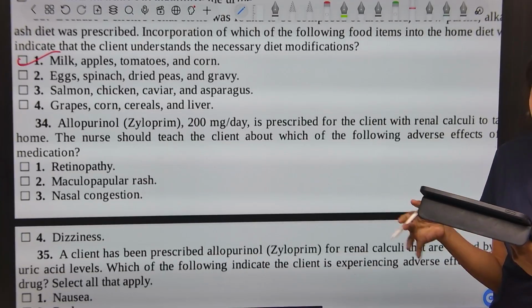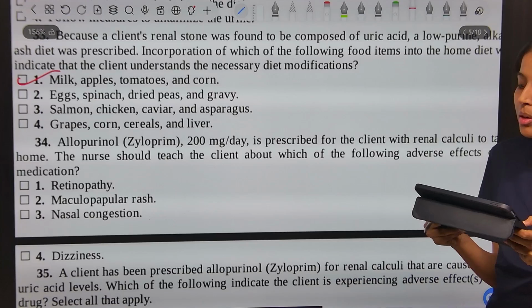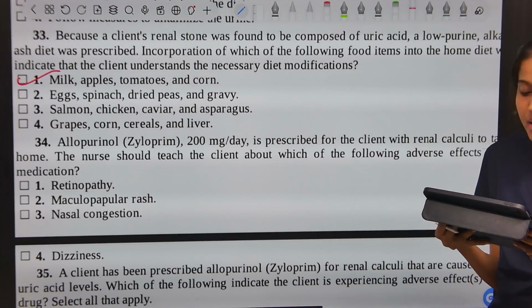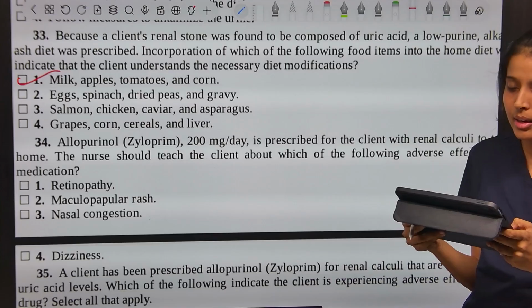Option number 1 is correct. Milk, apple, tomatoes and corn, because they are low in purine, so we can educate the patient to eat apples, tomato, corn and take milk.